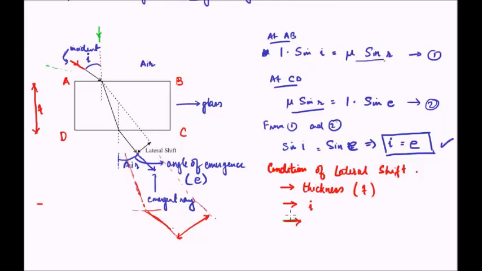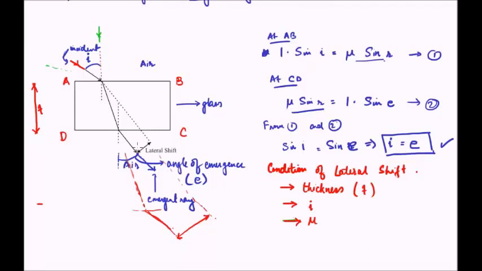Now suppose a scenario in which the angle of incidence was further higher than this. Then it would have come somewhere like this, struck here, would have gone something like this, and then further would have moved parallel to this. But since the angle of incidence here would have been large, the effective shift would have been larger. So the more the angle of incidence, the more the lateral shift. So the second condition is the angle of incidence.